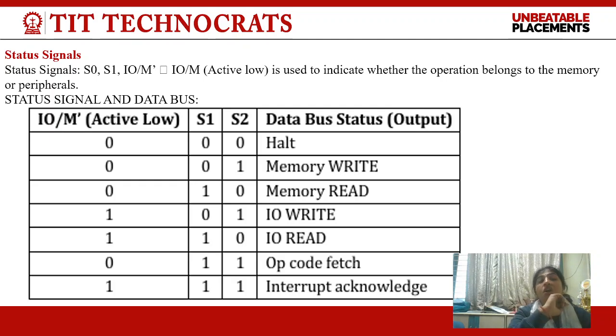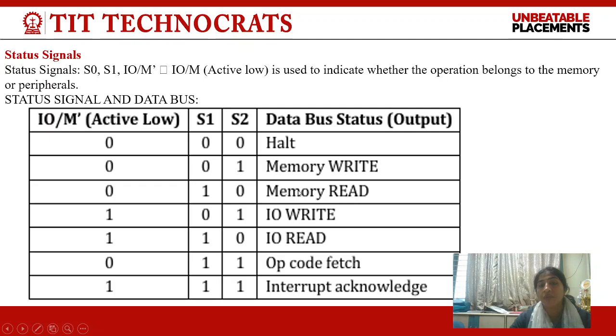When they are zero, you are going to get halt, which means the processor is in a wait condition. When IO/memory bar is zero, where IO means input output devices, it means memory related work is going to take place. So whenever it is zero, it means it is memory work.